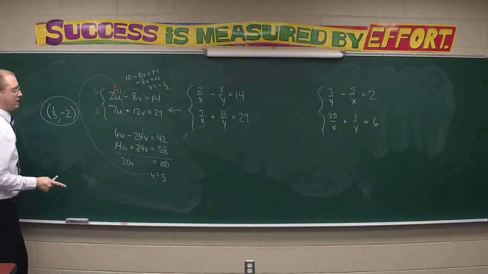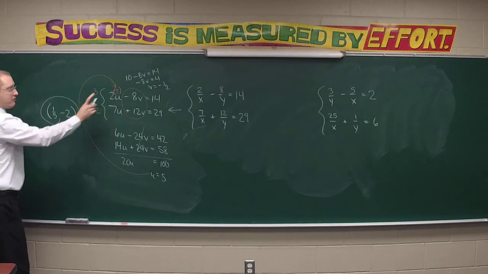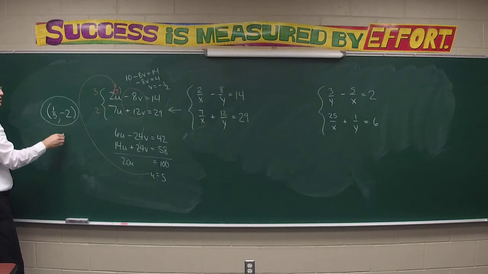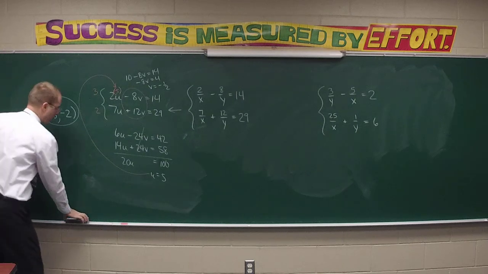At this point, if u is 5, x is the reciprocal. If v is negative a half, y is the reciprocal, negative 2. Okay, questions on that at all? All right, working on the third one then, if you're not already finished.